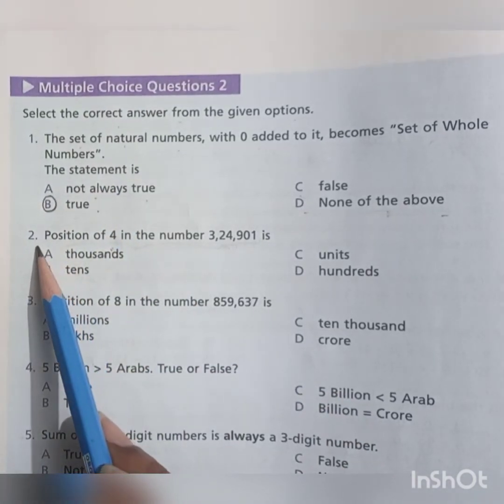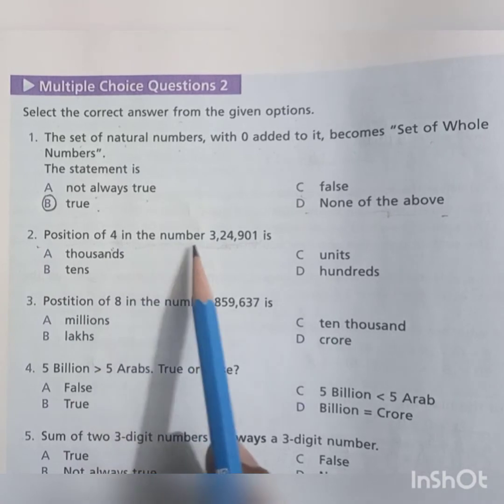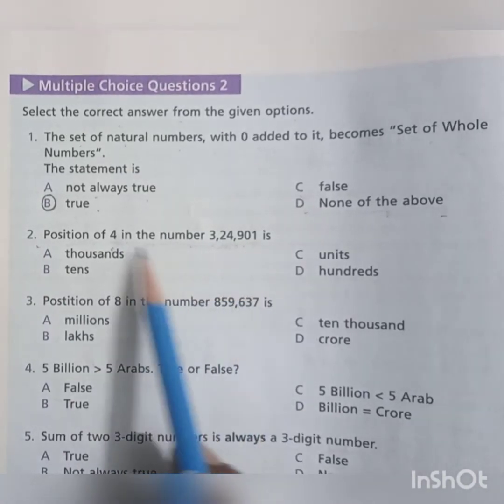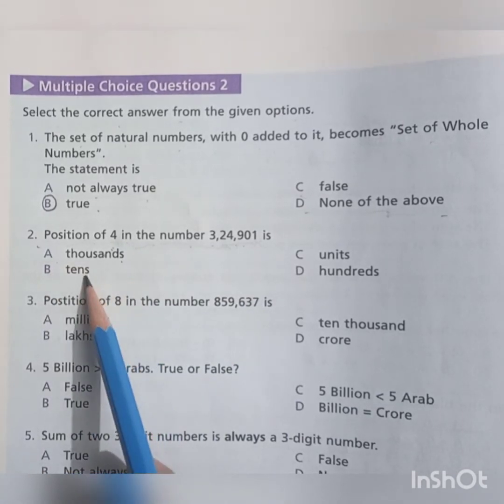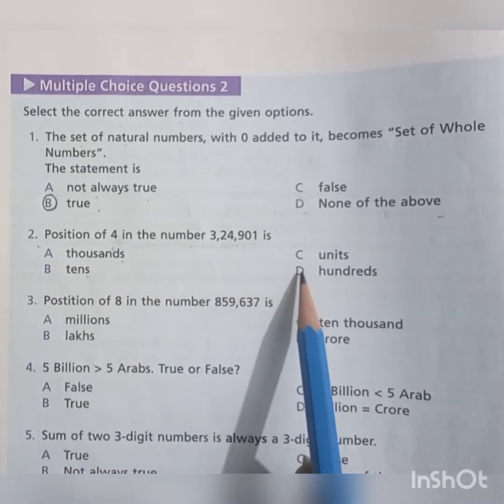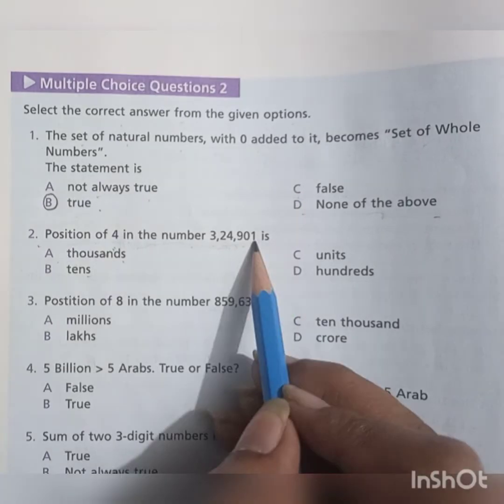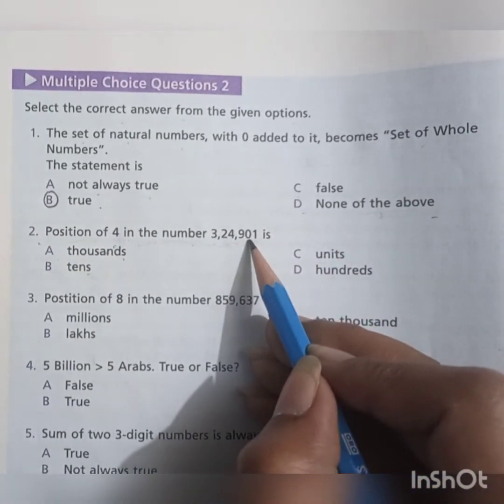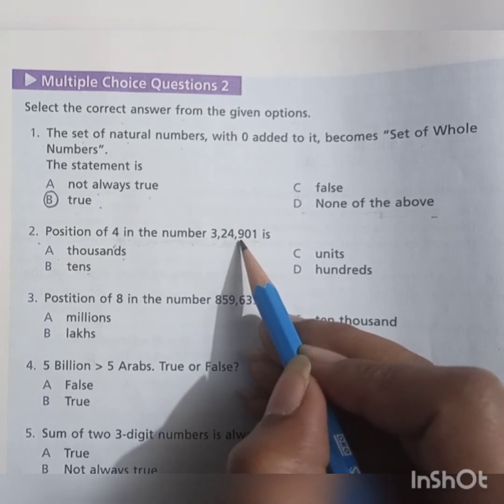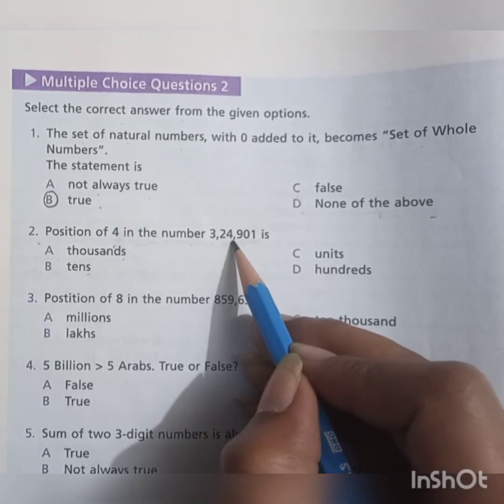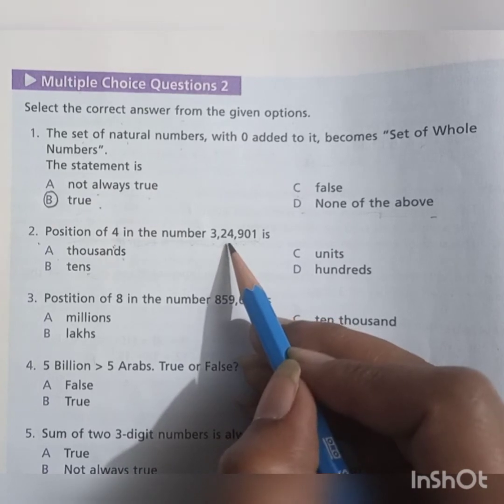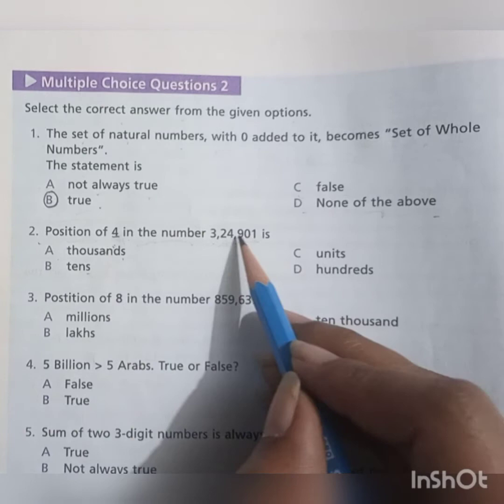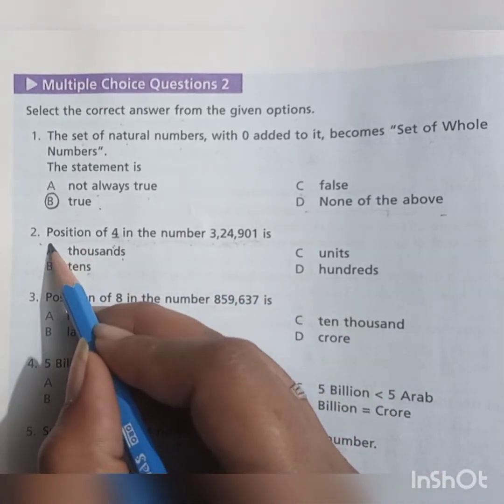Now the second one is position of 4 in the number 3,24,901. Option A thousands, option B tens, option C units, and option D hundreds. As we can see here, the place value of digit 1 is ones, place value of digit 0 is tens, place value of digit 9 is hundreds, and place value of digit 4 is thousand. As we have to find the place value of digit 4, that is thousand. So option A is true.